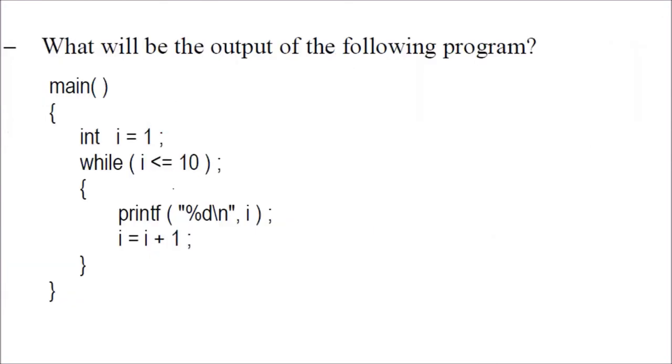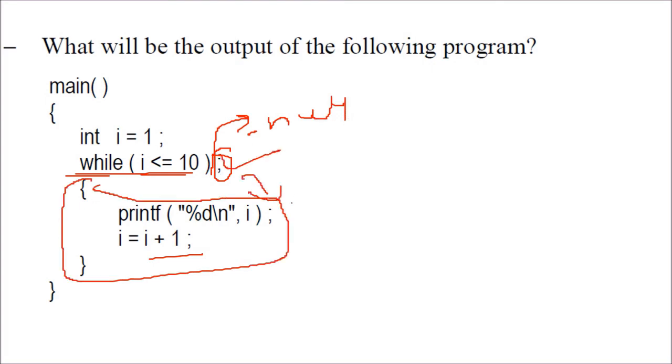What will be the output of this program? I is 1, I less than 10. Then you are incrementing. But here is a catch. We don't put a semicolon after while. If you put a semicolon after while, this line means while, and after this you are not putting any instruction. That is, this is a null statement. You don't want anything to be done. So this portion and this line, they are not related.